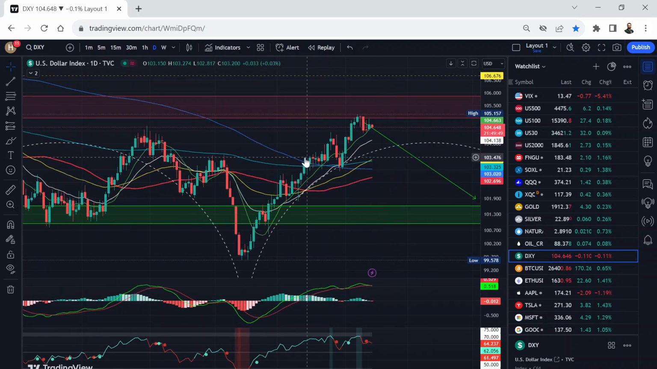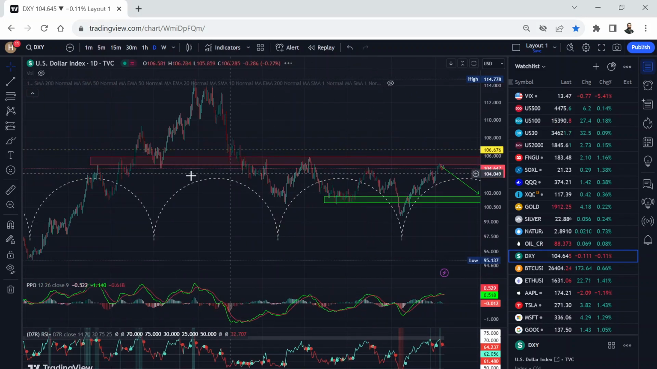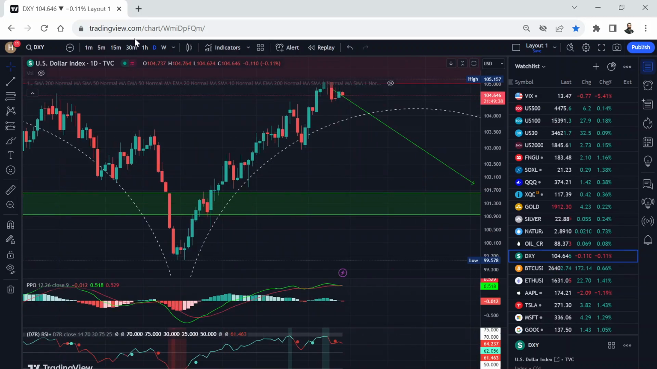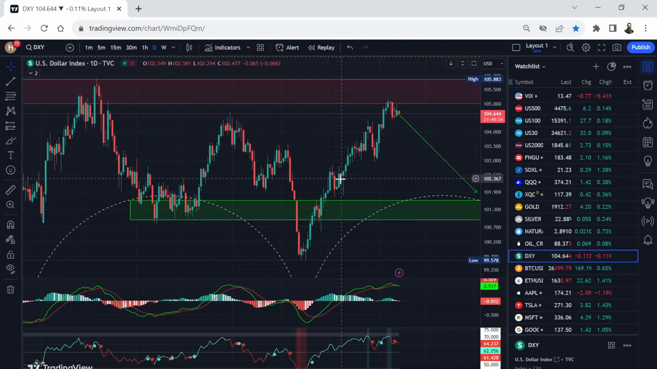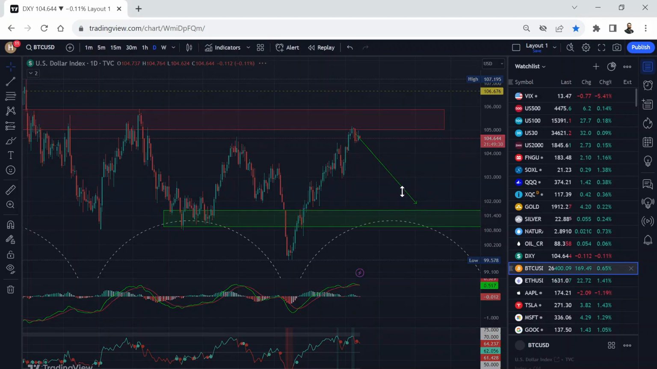Dollar is finding resistance where it should. You can see clearly this whole area was resistance. It broke out, and then again it started becoming resistance and is still not able to recover, which is a good sign for gold, Bitcoin, and the overall stock market, because it's an inverse correlation. If the dollar sells off, other commodities go up.